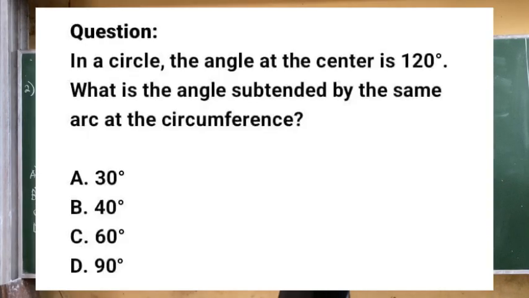Question 2 says, in a circle, the angle at the center is 120 degrees. What is the angle subtended by the same arc at the circumference? Option A says 30 degrees, option B, 40 degrees, option C, 60 degrees, and option D, 90 degrees. I'll repeat the question again for better understanding. In a circle, the angle at the center is 120 degrees. What is the angle subtended by the same arc at the circumference?